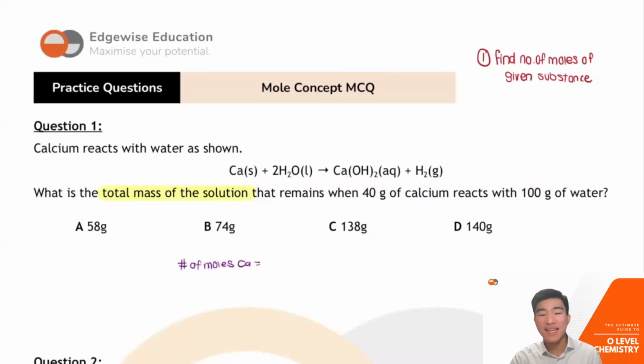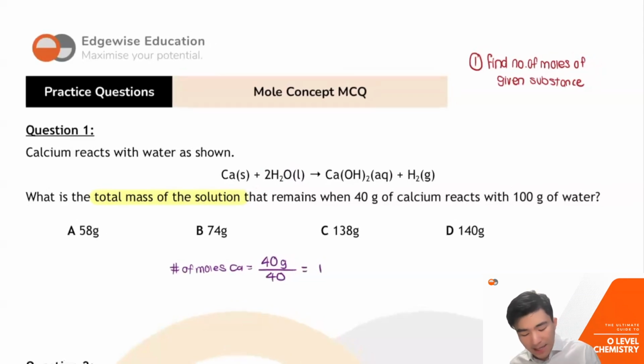Okay, good. Thank you, Emma. Mass over MR. Okay, good. So mass over molar mass, mass is 40 grams, over molar mass. Now, molar mass of calcium, how to find? MR, go to periodic table. Okay, calcium is going to be 40. Then hence you will realize that there's 1 mole of calcium.